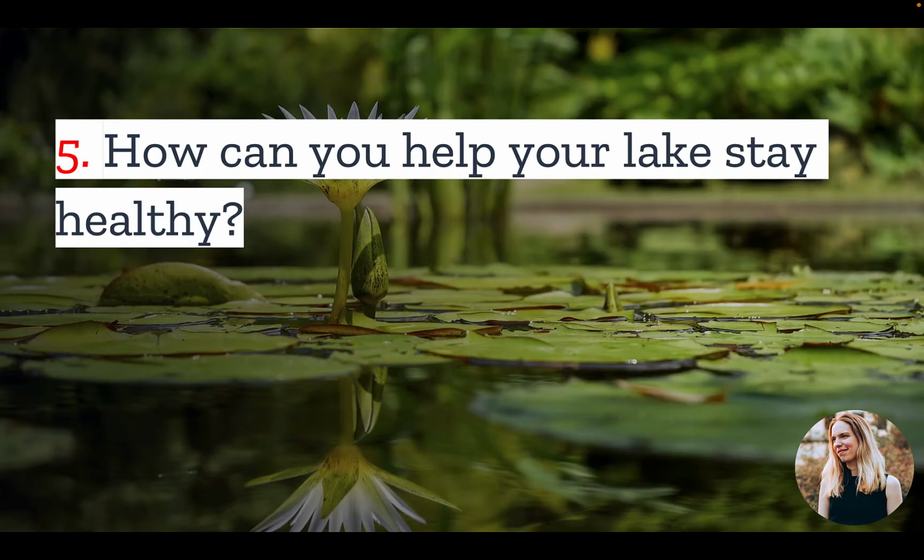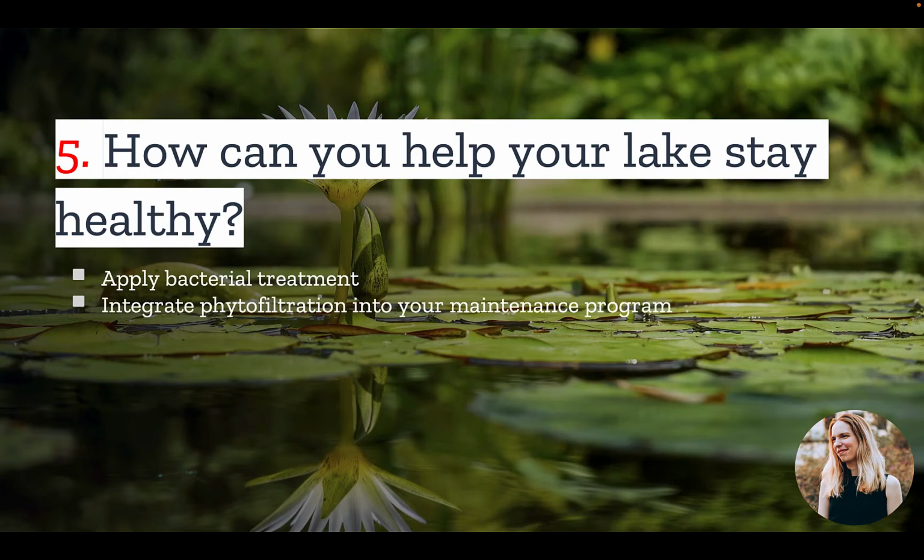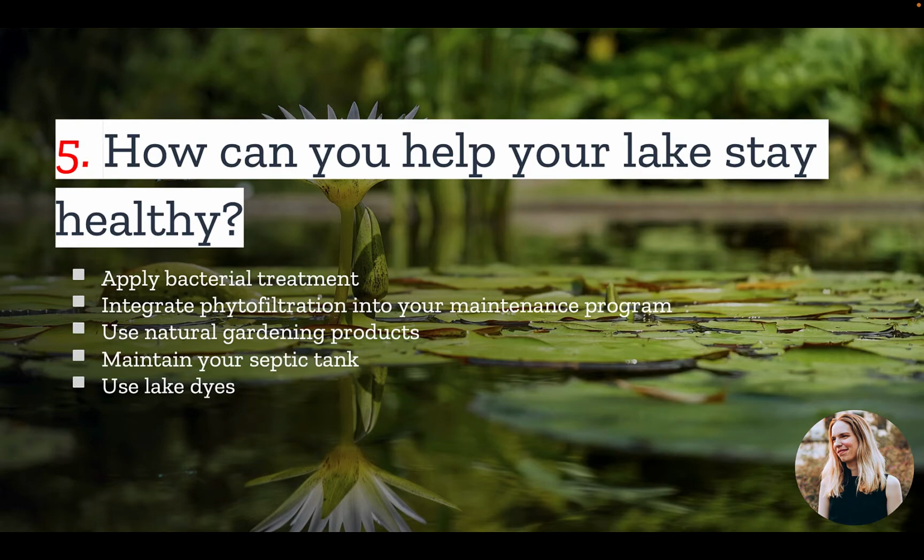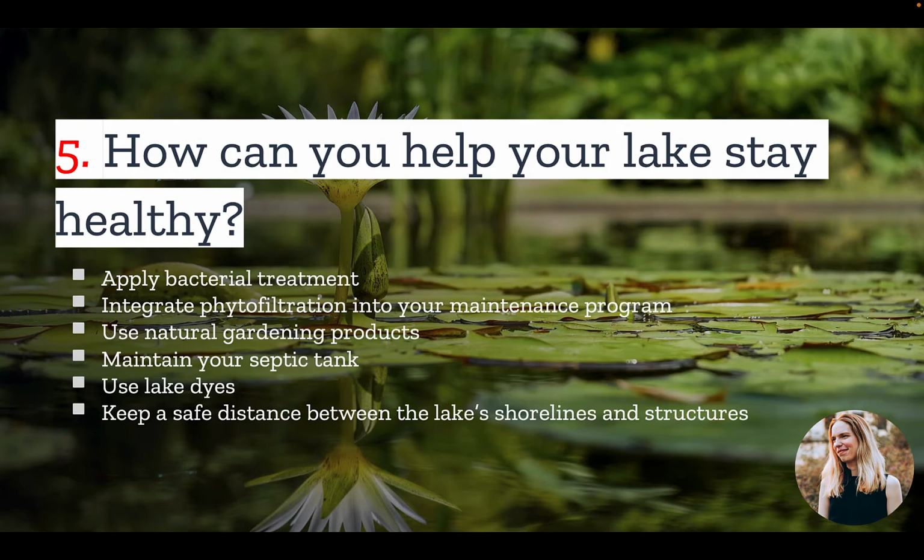Number 5. What other tools can you use to help your lake stay healthy? Well, you can use natural bacteria to help maintain the amount of oxygen in your lake. You can integrate phytofiltration into your maintenance program, which is a fancy way of suggesting you use surface plants to oxygenate the water. Use only natural gardening products. Maintain your septic system so that it does not leach organic compounds into the water. Try lake dyes to help prevent algae growth. And keep a safe distance between the lake's shorelines and any structures.